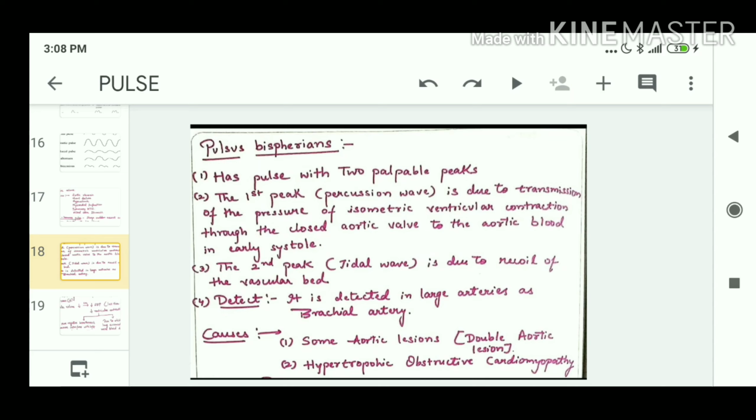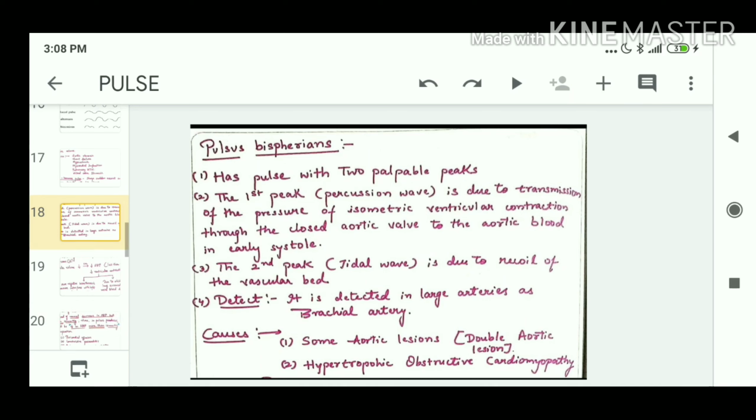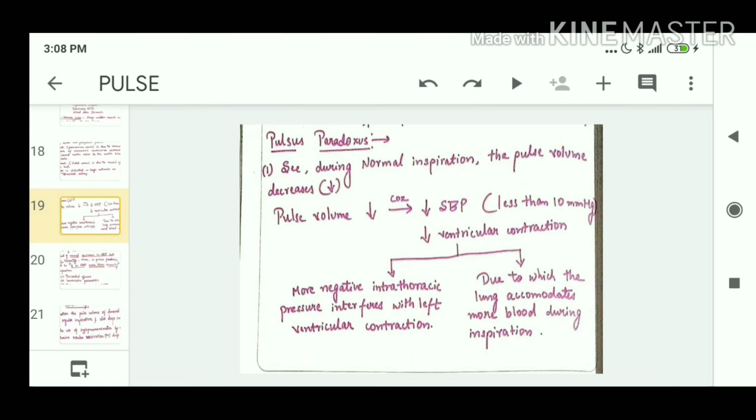What are the causes for it? It may be due to aortic lesions, mainly the double aortic lesion, and hypertrophic obstructive cardiomyopathy as well. So coming to the pulsus paradoxus. What happens during normal inspiration? The pulse volume decreases. Why does it decrease?